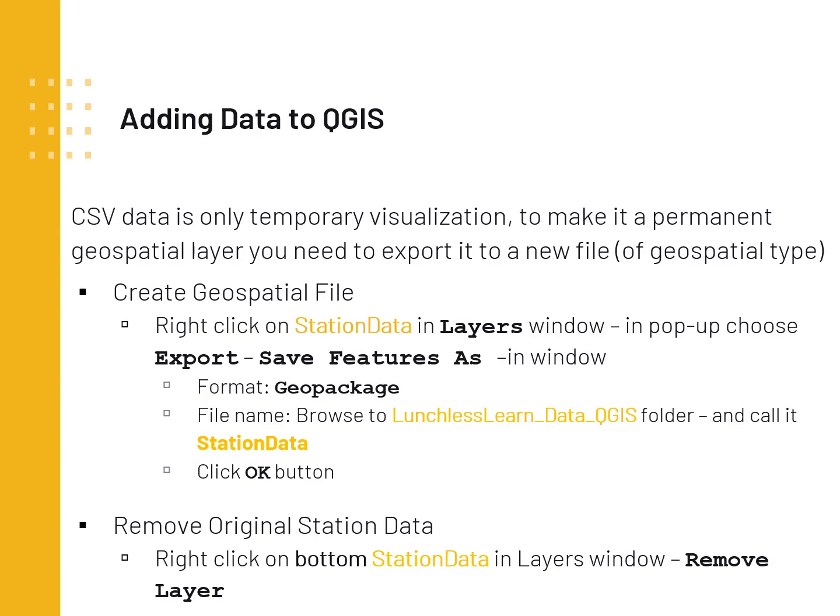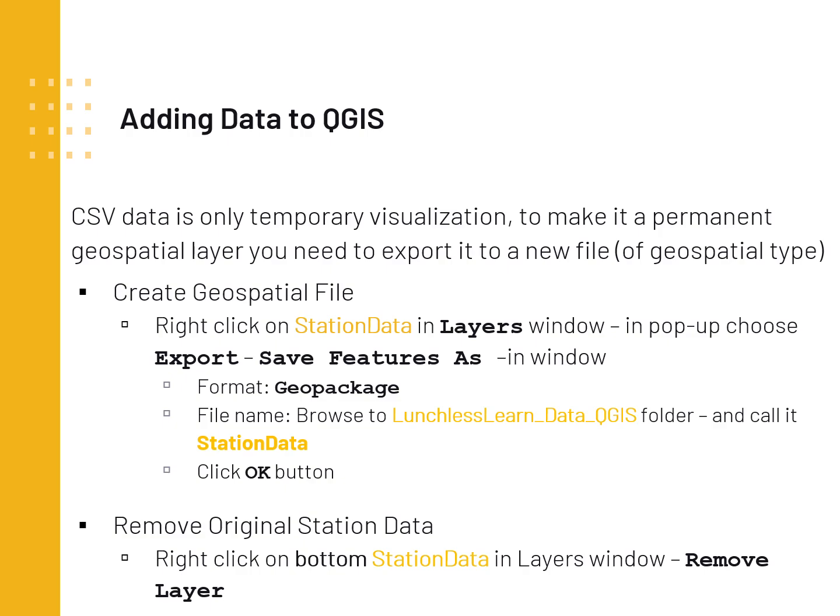But this is only a temporary visualization. It only exists in your computer's memory. In order to make it a permanent geospatial layer, we need to export it out to a new file. So how do you do that? You're going to right-click on Station Data in the Layers window on the left-hand side. This is going to bring up a pop-up. You're going to choose Export, Save Features As. This is going to bring a new window into the center of your screen.